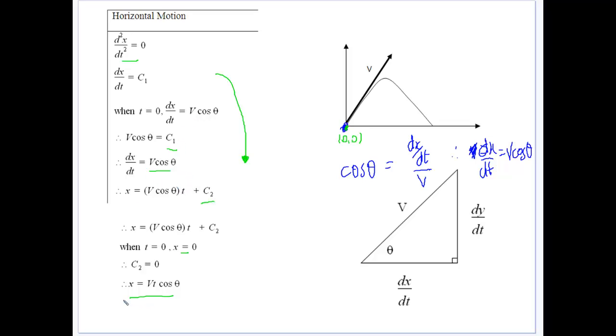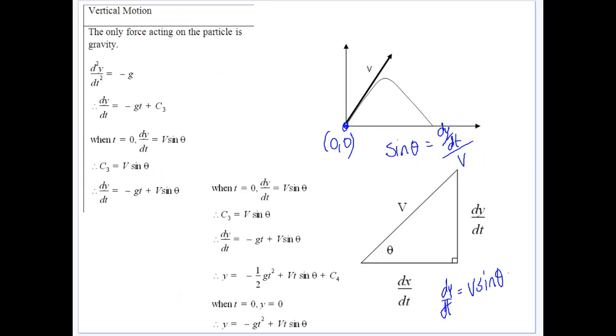So, and hopefully this is making sense to you, because if you're moving horizontally here, really it's just whatever the speed was horizontally times time. That would give us our position, because there's nothing else affecting it. So what about our vertical motion?